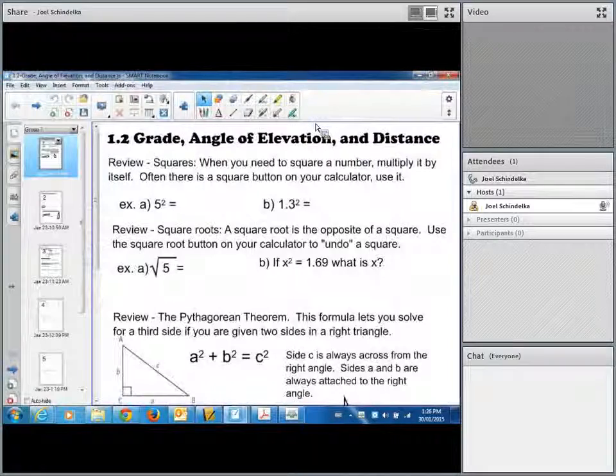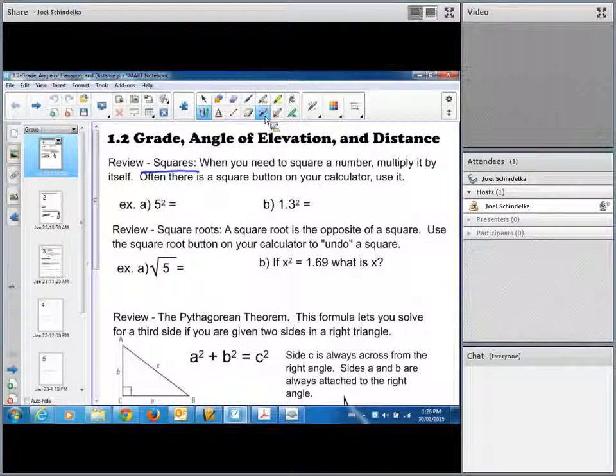1.2. Grade, angle, elevation, distance. Let's take a look at this. Hello. So, with this, be quick on the draw. What does it mean? Squares, first of all. This should be reviewed, something you should know.